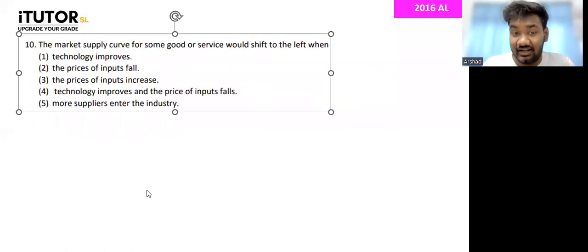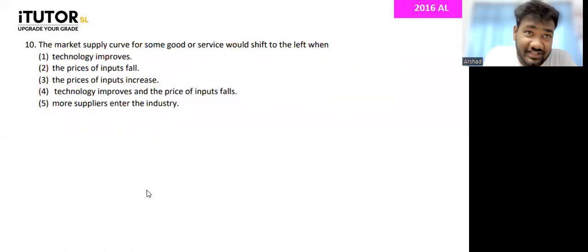This one, guys, easy one. The market supply curve for some good will shift to the left. Come on. When will the supply shift to the left, or when will the supply decrease? If the technology improves, supply will increase. If the price of inputs falls, supply will increase. If the price of inputs increases, that is your answer. If the price of inputs increases, supply goes down.